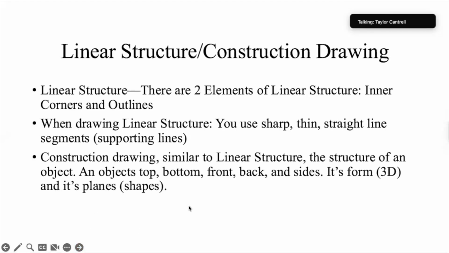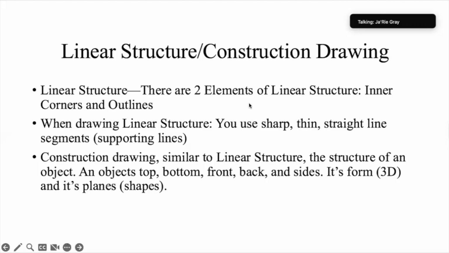When it comes to linear structure, all a linear structure drawing is, is a construction drawing. So you're drawing with structure, and you're using line to draw the structure. When you're drawing an object, you want to have at the very least a top, bottom, and side. So with linear structure, you have to have two elements: your outlines, and your inner corners. Your inner corners are planar shapes that are connecting together. Those are the lines on the inside of an object that describe the construction of the object.